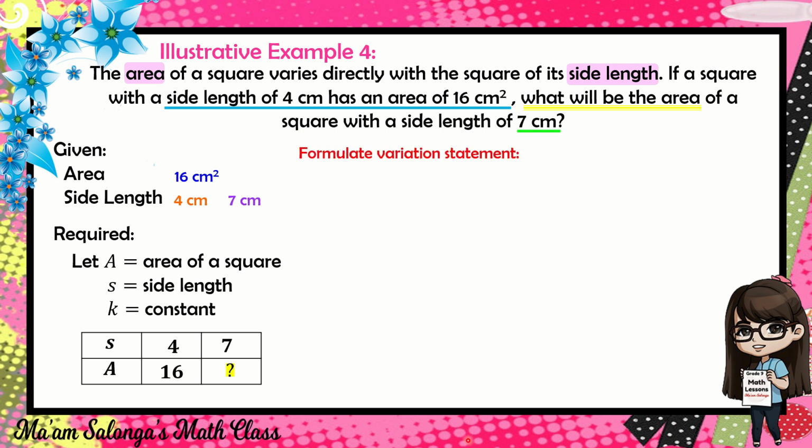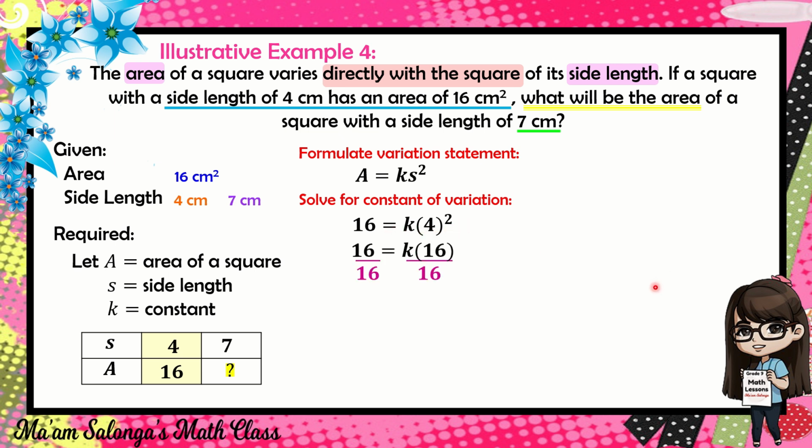Now, let's formulate the variation statement. Since it varies directly, and take note with the square of the side length, so we have A equals KS squared. Then solve for the constant, we will use this one. We have 16 equals K times 4 squared. 4 squared is 16. Then divide both sides by 16. And 16 divided by 16 is 1. So the equation of variation is A equals S squared. Bakit wala ulit yung 1 dito? Kasi automatic yan na ang 1 ay invisible at kapag walang number dyan, that is 1.